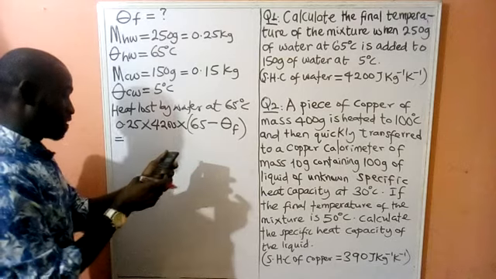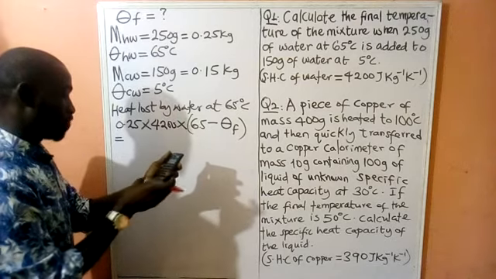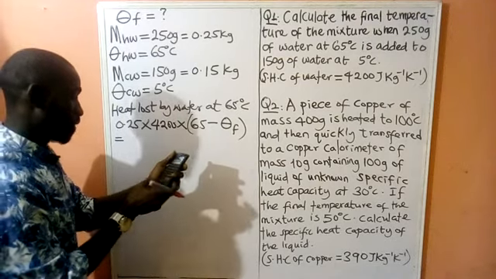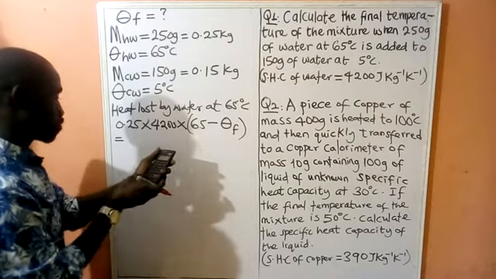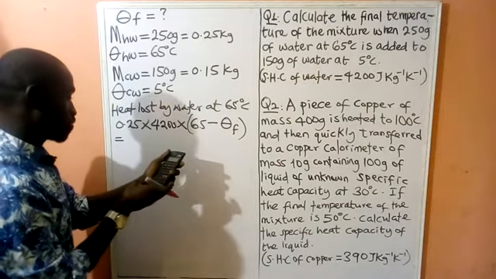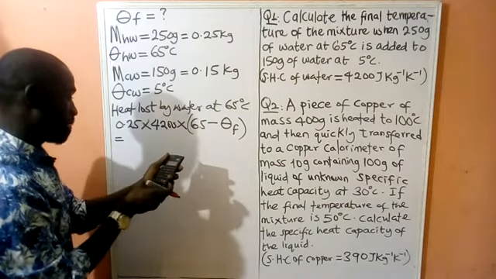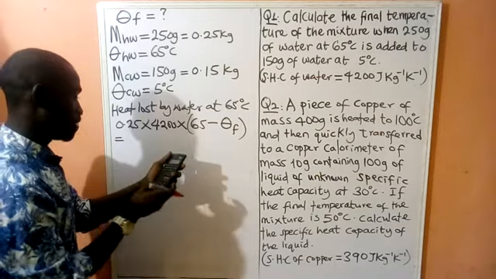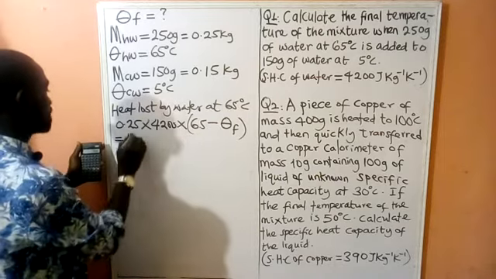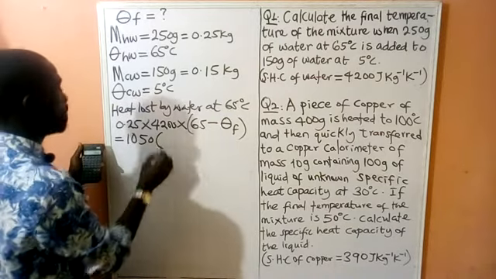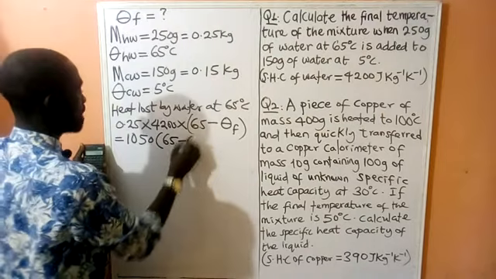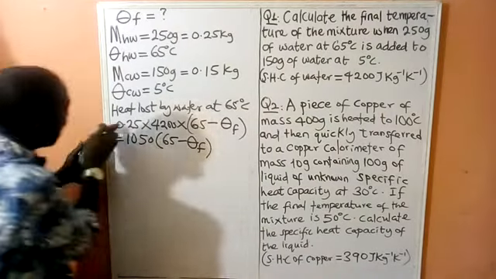0.25 multiplied by 4,200. This will give us 1050. Open bracket, 65 minus theta F. Why did I use this formula?